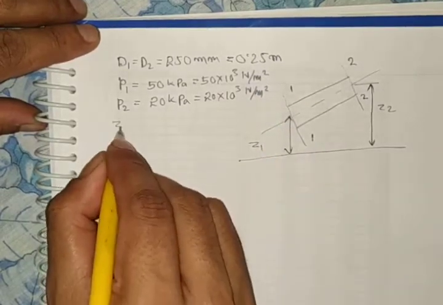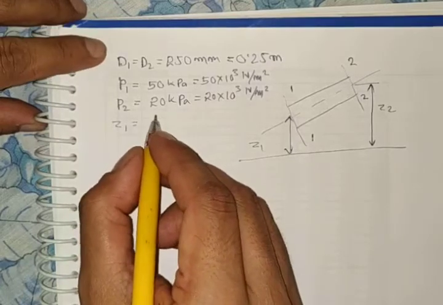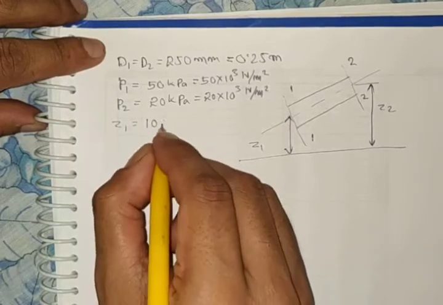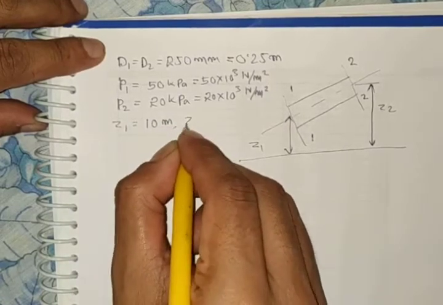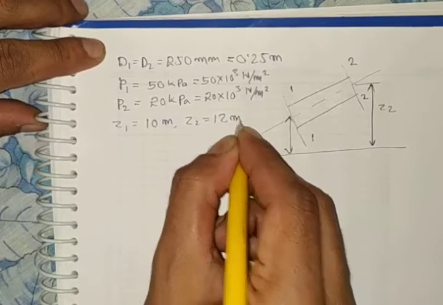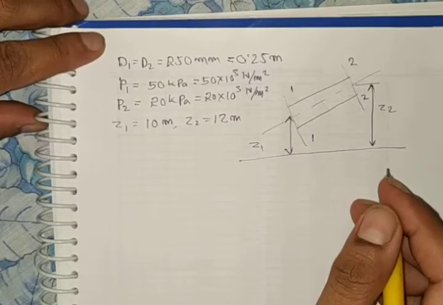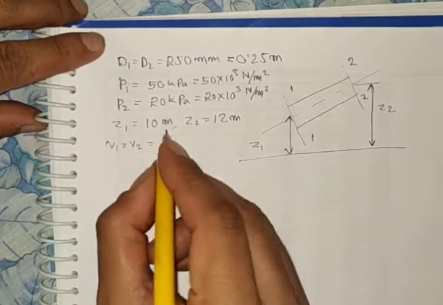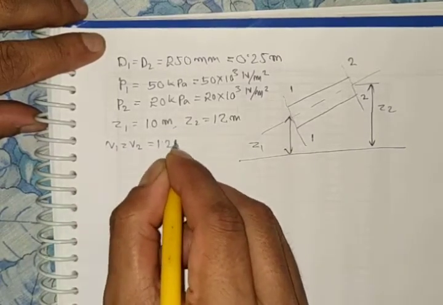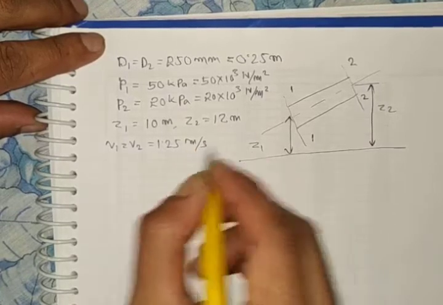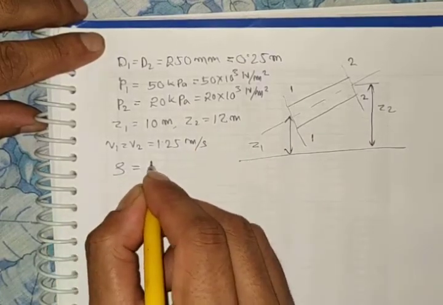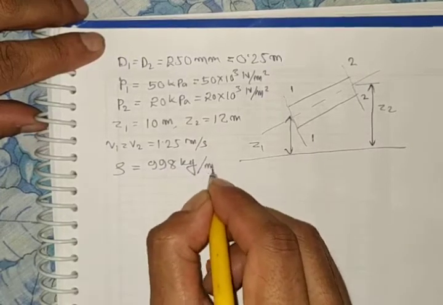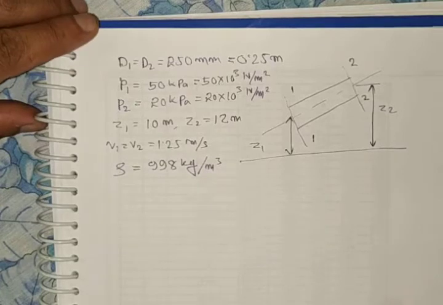And Z1 is given, 10 meter, and Z2 is 12 meter. Since it is uniform, here V1 is also equal to V2, which is equal to 1.25 meter per second. And the density of water is given, 998 kg per meter cube.